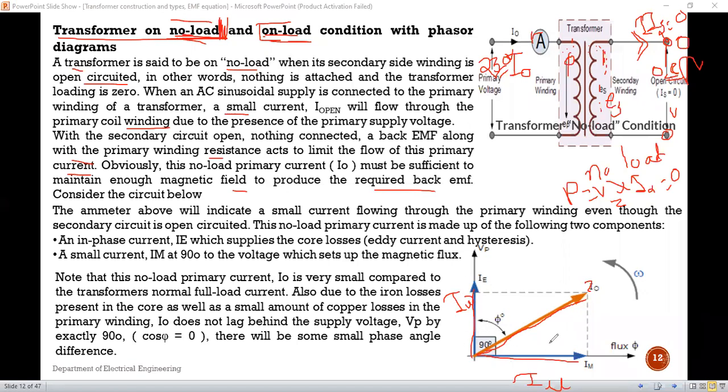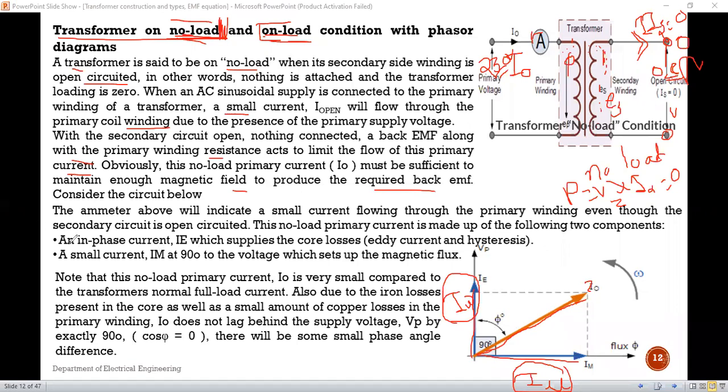Okay, so the current taken from the supply is to overcome these two losses. These two are nothing but the magnetizing component of the no load current, I mu, and the working component of the no load current, IW.